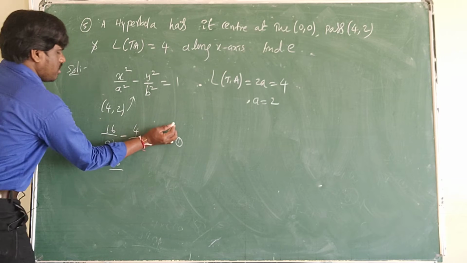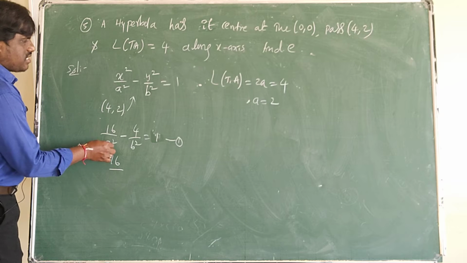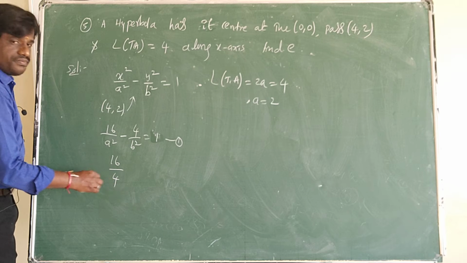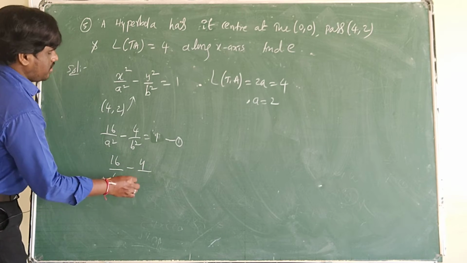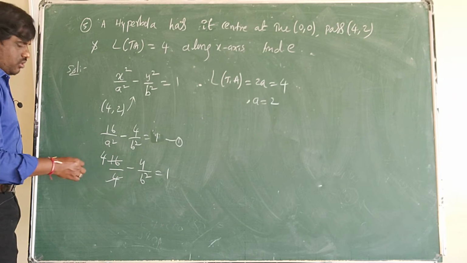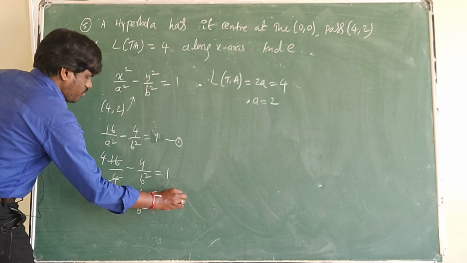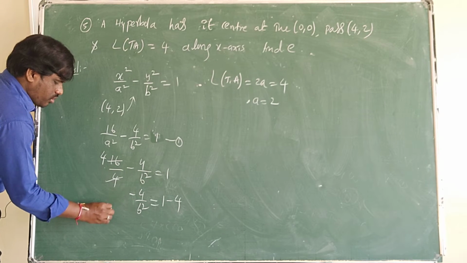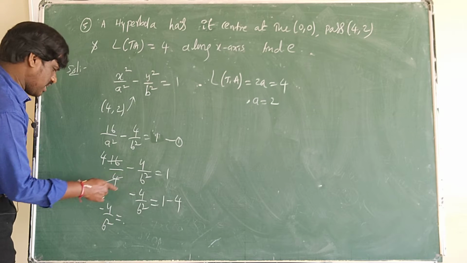Sorry, I wrote it wrong. It is equal to 1. Okay. So now in the place of a, what do I substitute here? a is equal to 2. So 2 squared will be how much? 4. Minus 4 by b squared is equal to 1. From this, the 4 will be cancelled out. So you get minus 4 by b squared is equal to 1 minus 4. Correct? So minus 4 by b squared will be equal to 1 minus 4.